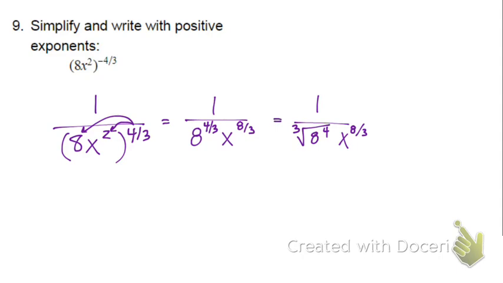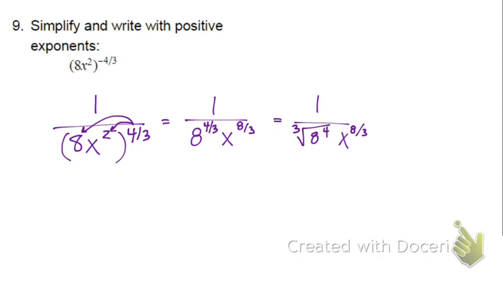And some people did 8 to the power of 4 first and then said, I don't know how to find the cubed root of that number. It's always easier, if possible, to take the root first and then raise it to the power. So do we know the cubed root of 8? What number multiplies times itself 3 times to make 8?